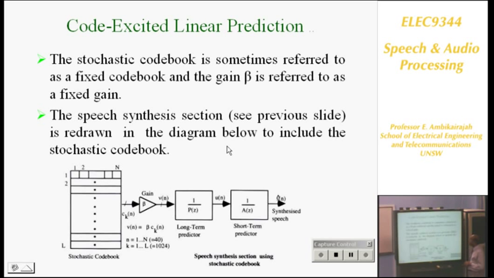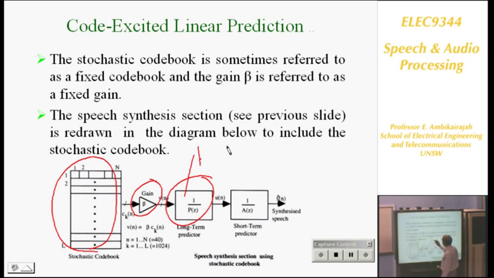So if you redraw the diagram, it becomes a stochastic code book here, and a gain factor, and it goes to the long-term predictor, where V naught and alpha we have to calculate. The short-term predictor we know by doing LPC, we can get that, and then you can synthesize speech.